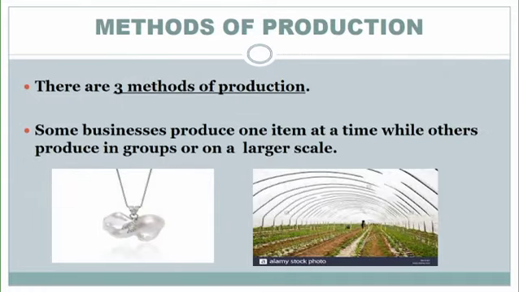First, let's look at the different methods of production. Some businesses produce one item at a time, while others produce in groups or on a larger scale. There are three methods of production.